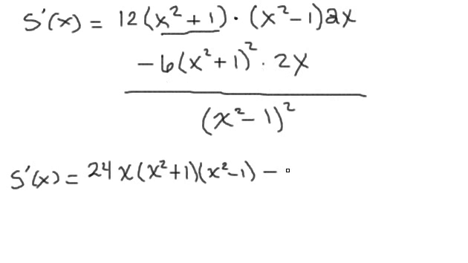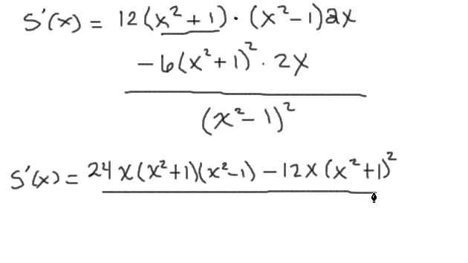and then we have this minus here, and 6 times 2 is 12, so I'm going to bring that out, 12x out front, and then rewrite x squared plus 1 and the quantity squared, and that's all over x squared minus 1, and remember we have to square the denominator. Alright, so hopefully everything is correct there. Okay, and I didn't make any mistakes.